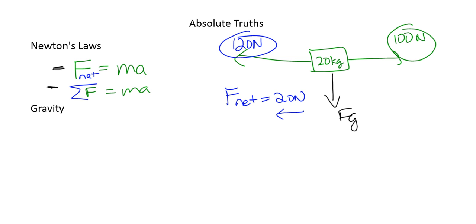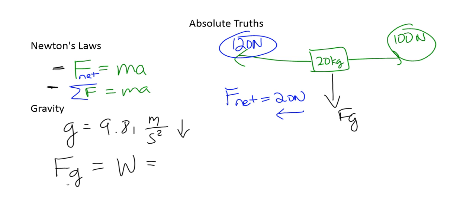And the second absolute truth that we need is gravity. The acceleration due to gravity is 9.81 meters per second squared down. That becomes important a little bit later on when we have to choose axes. We always want to choose the direction of acceleration as the positive axis, just to make our calculations simpler. That will not be the focus of this particular video. And that gravity causes a force downward, and that force downward is called weight.